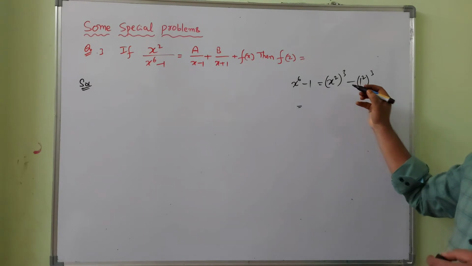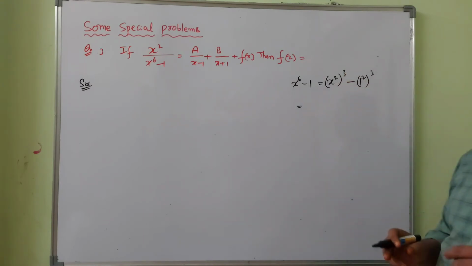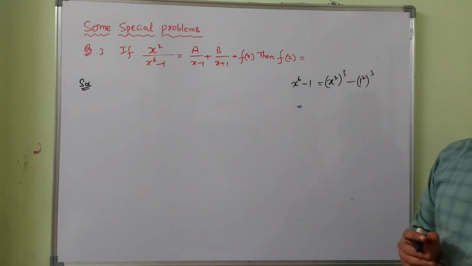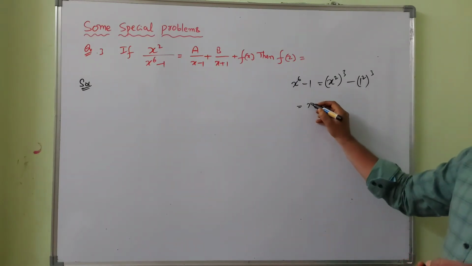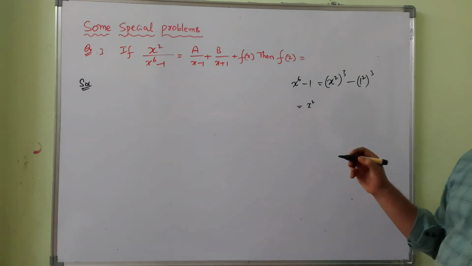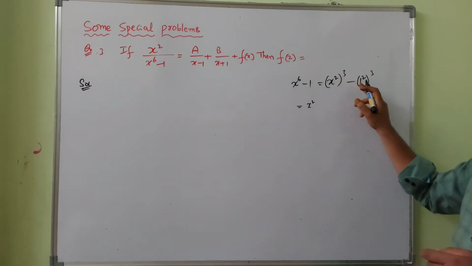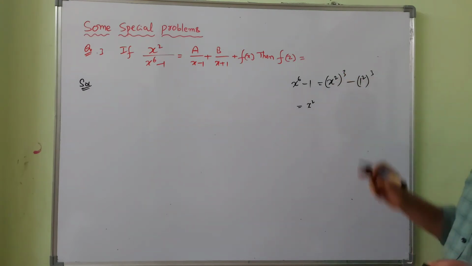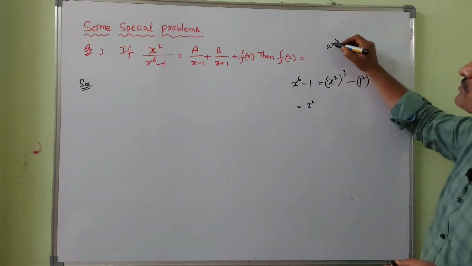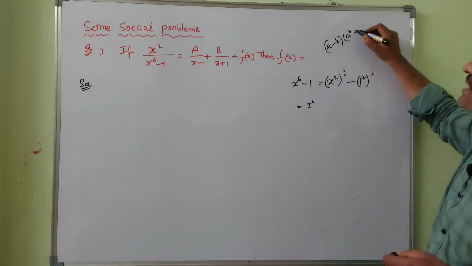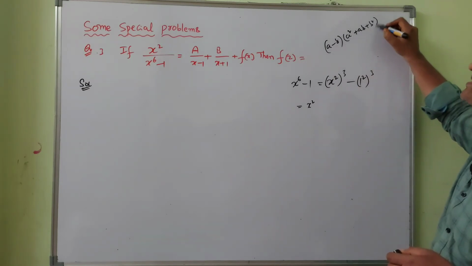Now we have a formula, a cube minus b cube. Factors are a minus b into a square plus ab plus b square. So I am repeating, this is in the form a cube minus b cube. The factors are a minus b into a square plus ab plus b square.